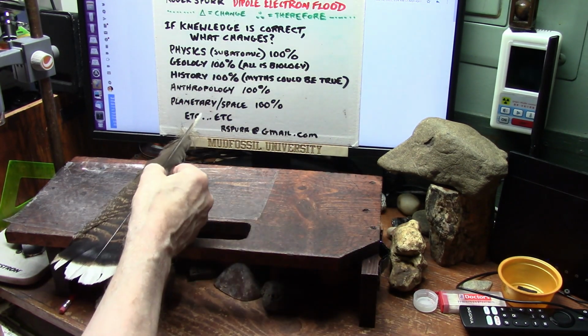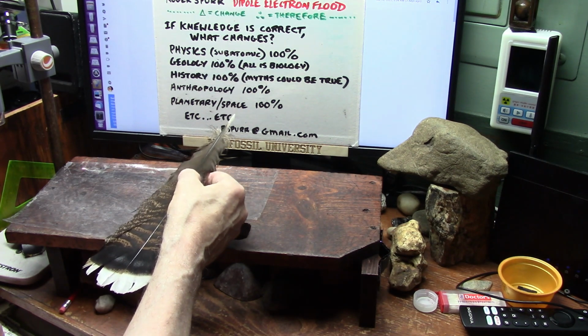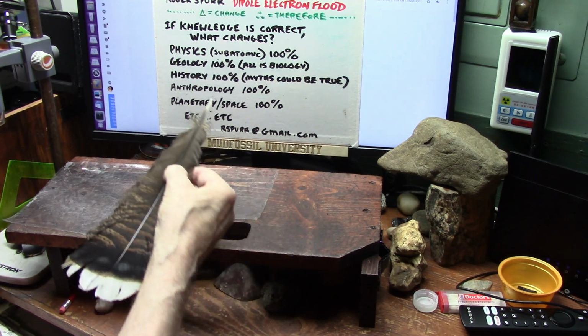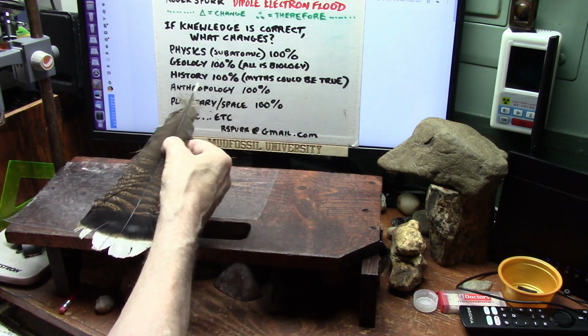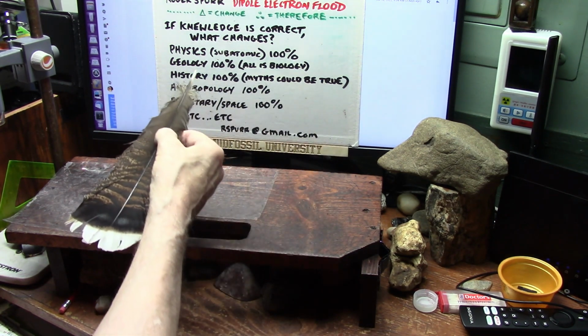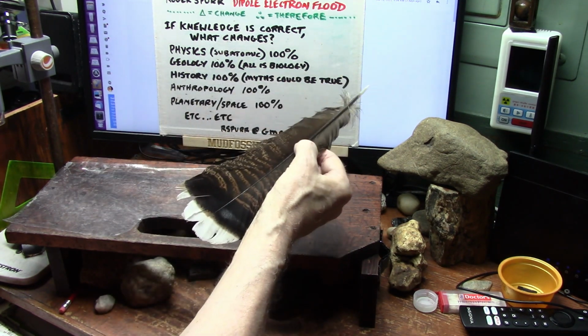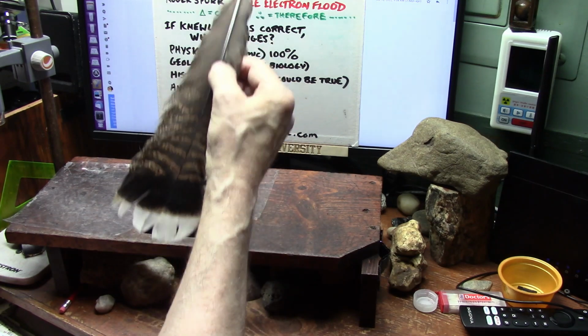Nothing. Space is loaded with stuff that we never expected was there, including all the light particles and everything that I show. The myths could very well be true. They seem to be well supported. Geology is biology. Physics is completely wrong on the subatomic level.